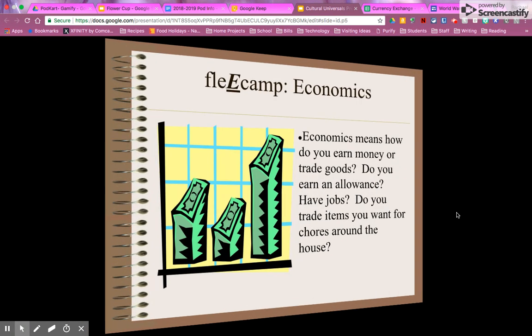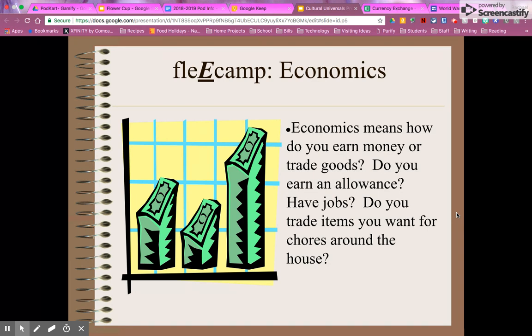So we have the F is family structure, L language, 1 E is education, and the other one is economics. So how do you earn money or how do you trade goods? So for example, I might say, I can help you with your math homework if you help me with my spelling. That's an example of economics. Do you have an allowance? Do you have a job? Do you mow lawns? Do you do chores around the house? Write down some ways that economics influences your life.